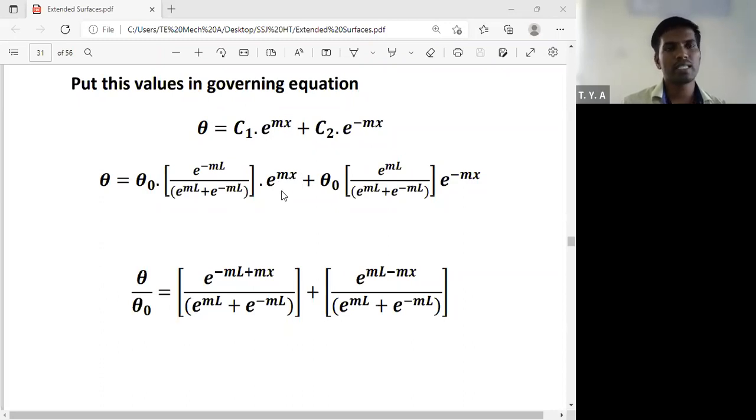If there is a product of exponentials, what do we do? We do addition. So e raised to minus ml plus mx divided by e raised to ml plus e raised to minus ml, plus in another bracket e raised to ml minus mx divided by e raised to ml plus e raised to minus ml.